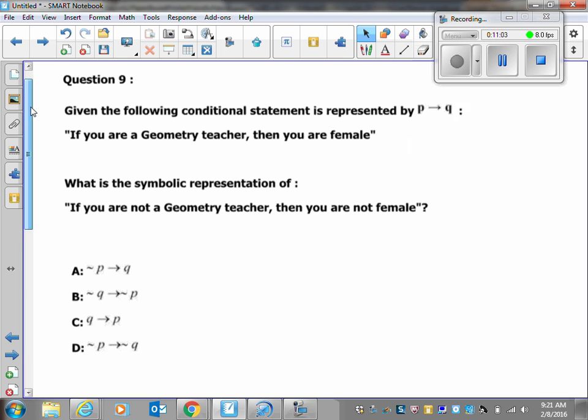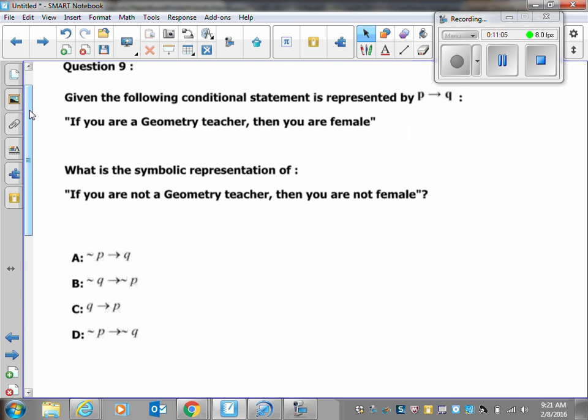Number 9, given the following conditional statement is represented by P, if P then Q. If you are a geometry teacher, then you are a female. What is the symbolic representation of if you are not a geometry teacher, then you are not female? So based on what we just went over, I think you guys can do this without any problem.